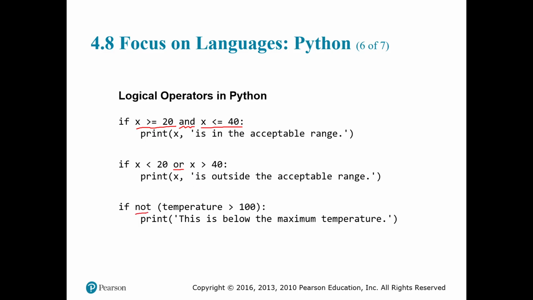And the same thing, if not temperature is greater than 100. So if the temperature is greater than 100, this condition will give us false. And if the temperature is less than 100, it's going to give us true. Only because of this little guy, not.